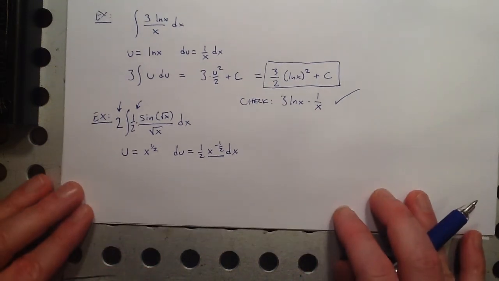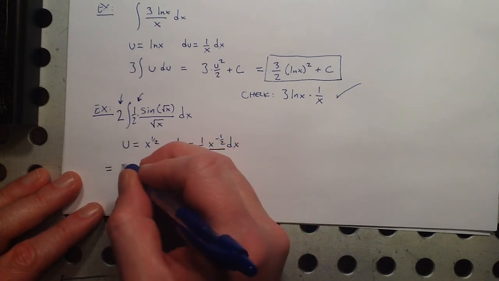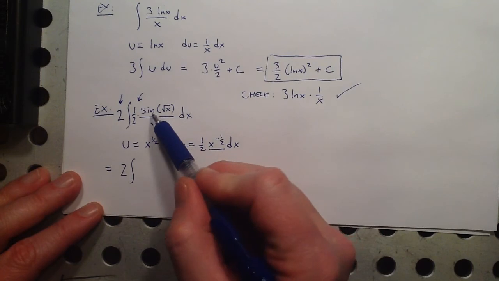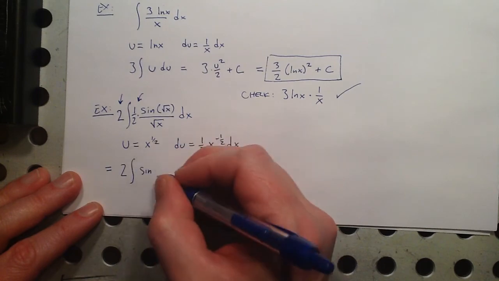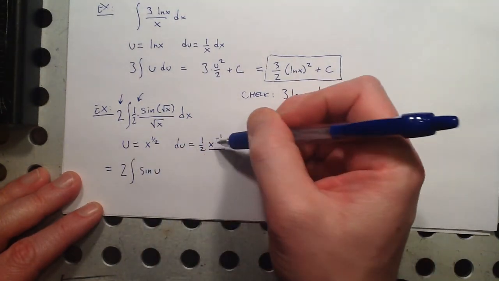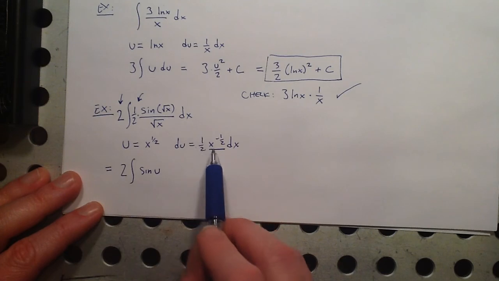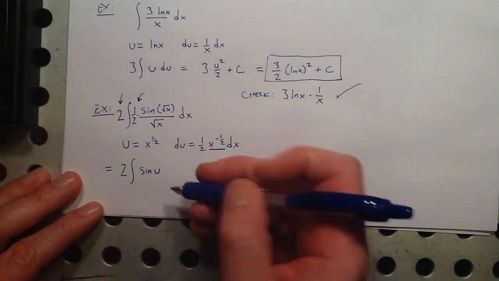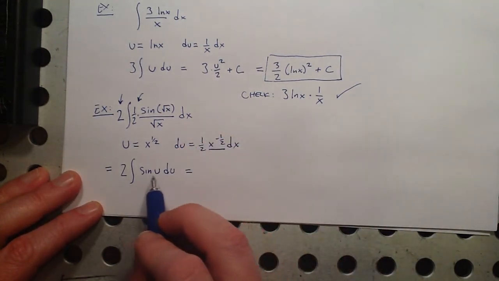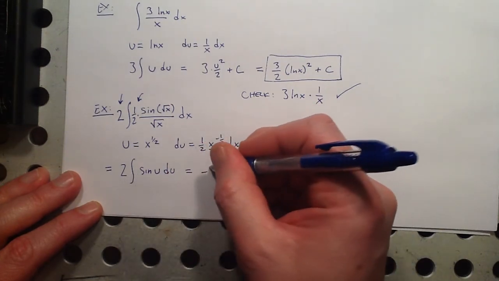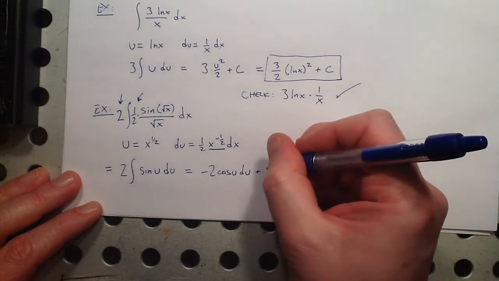And now I'm ready to rewrite. So 2 times the sine of the square root of x, that's u. Du is 1/2 times x to the negative 1/2 times dx. So all of this gets repackaged as du. Then the antiderivative of sine u, with a 2 out there, is negative 2 cosine u plus c.